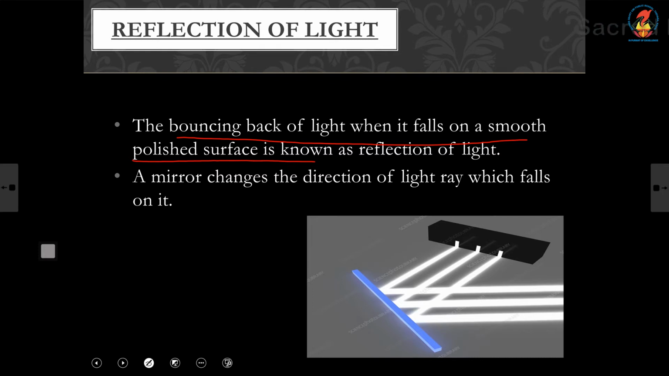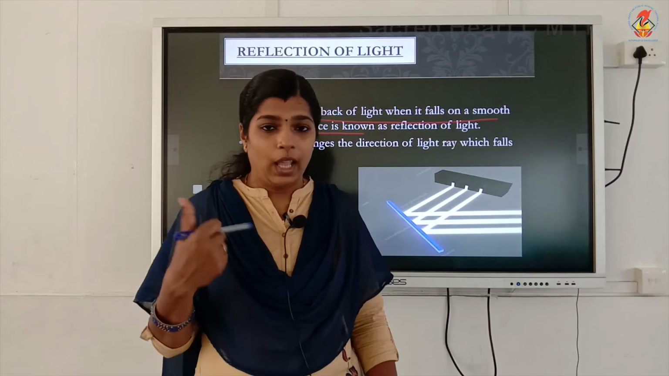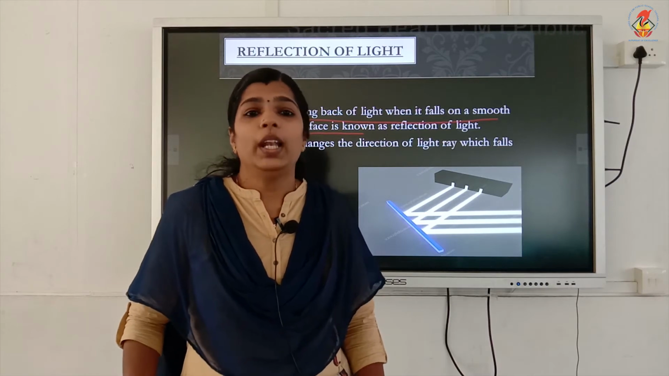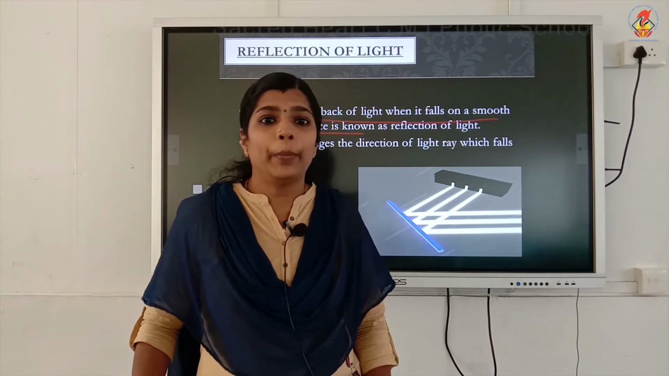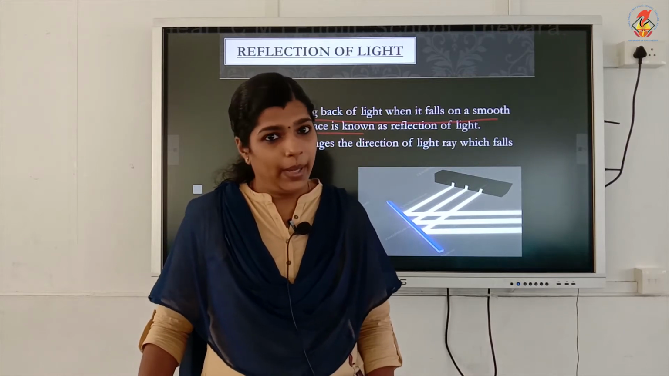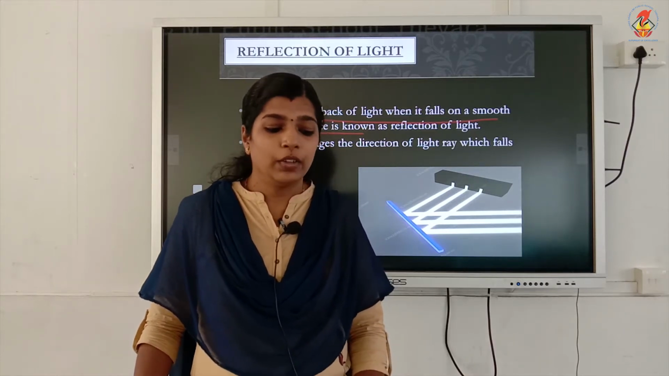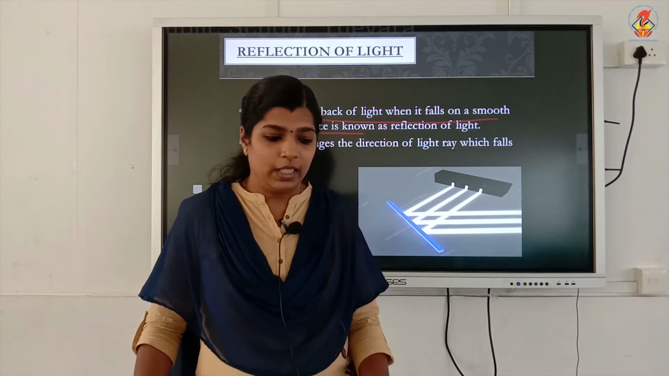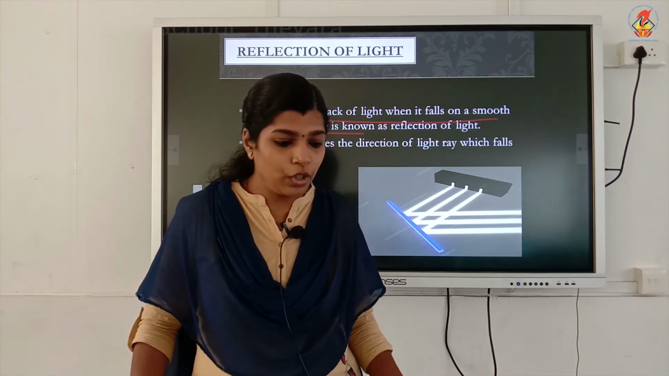Suppose you throw a ball onto a wall, what will happen? The ball will bounce back. In the same way, when light falls on a polished smooth surface, it will be reflected back. That process is known as reflection of light.